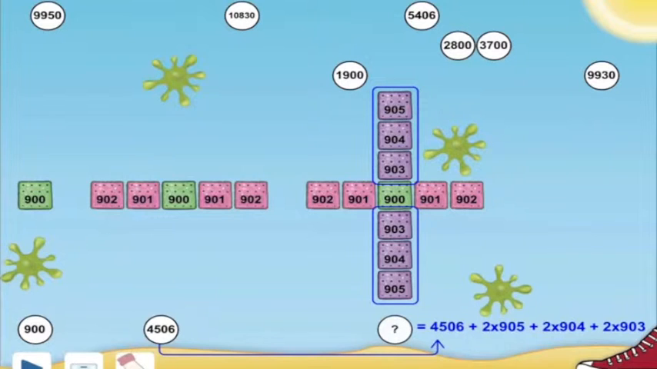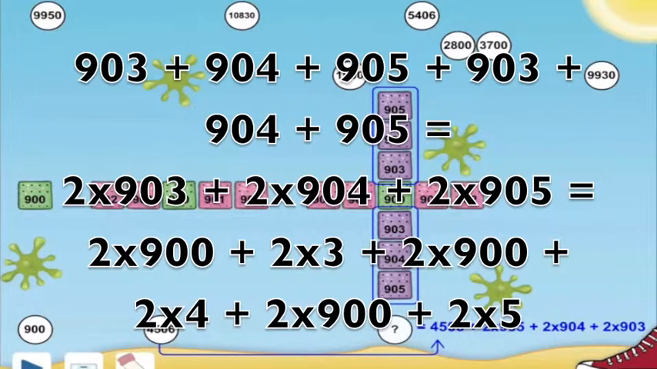We will start by using the same math strategy we used in the previous two examples. We will use expanded form for each of the 900s. We then have that 903 plus 904 plus 905 plus another 903 plus 904 plus 905 is the same as two 903s, or 2 times 903, plus two 904s, or 2 times 904, and two 905s, or 2 times 905. We're going to expand each of these now. And 2 times 903 becomes 2 times 900 plus 2 times 3. 2 times 904 becomes 2 times 900 plus 2 times 4. And 2 times 905 becomes 2 times 900 plus 2 times 5.